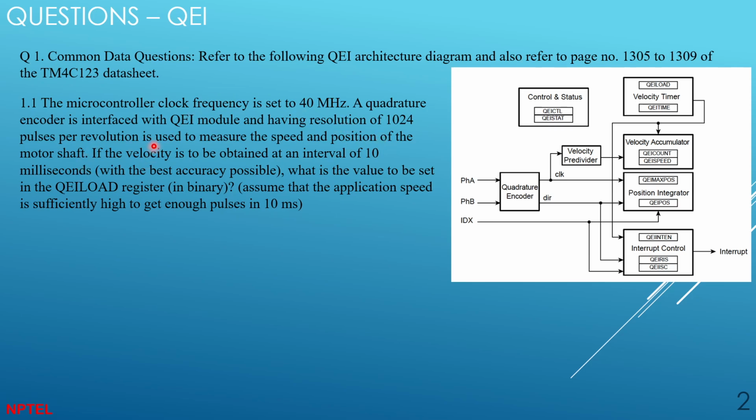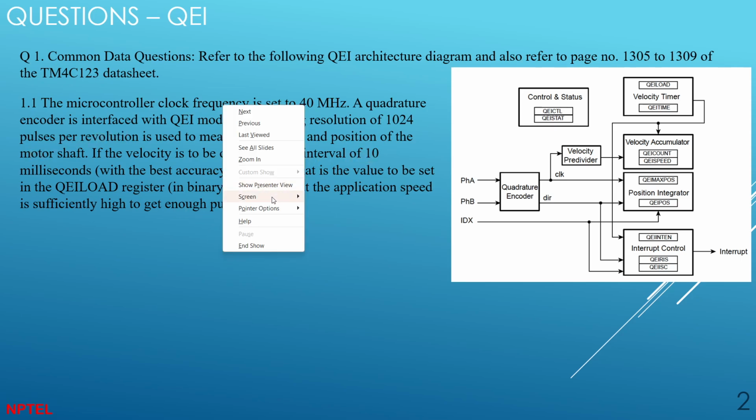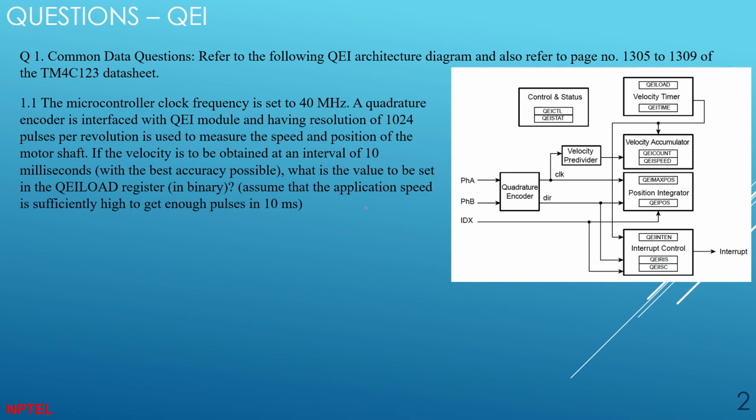So let's just move on. 1024 pulses per revolution, and it is used to measure the speed and position of a motor shaft. They want to measure a motor, and they are using this. If a velocity is to be obtained at an interval of 10 millisecond, so the velocity they have to measure. And how to measure the velocity?